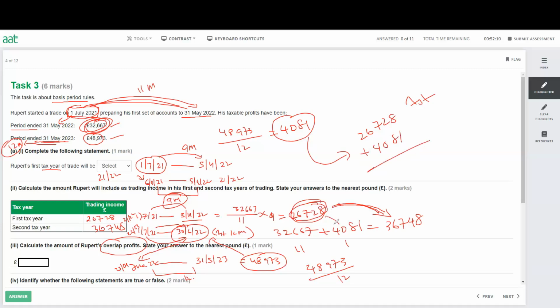So whatever we have here, also this one. So that will give me 26,728 plus 4081, 30,809. That's my overlap profit. Overlap profit is all about, is there any profit we counted twice? But make sure you revise well. Overlap profit can be very tricky in the exam if you don't have enough preparation. All right, let's move to the next one.